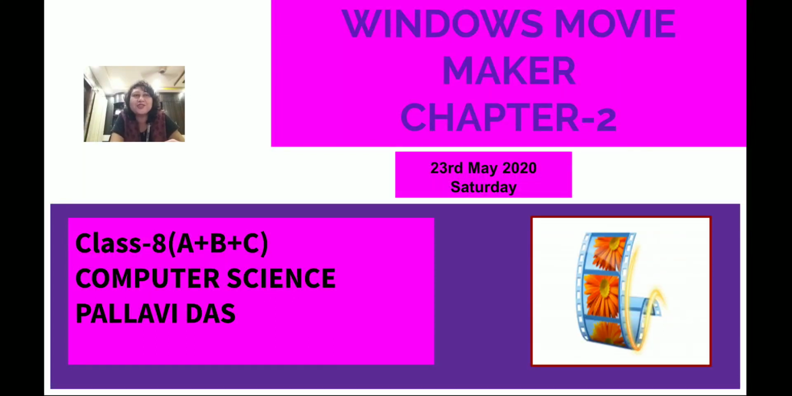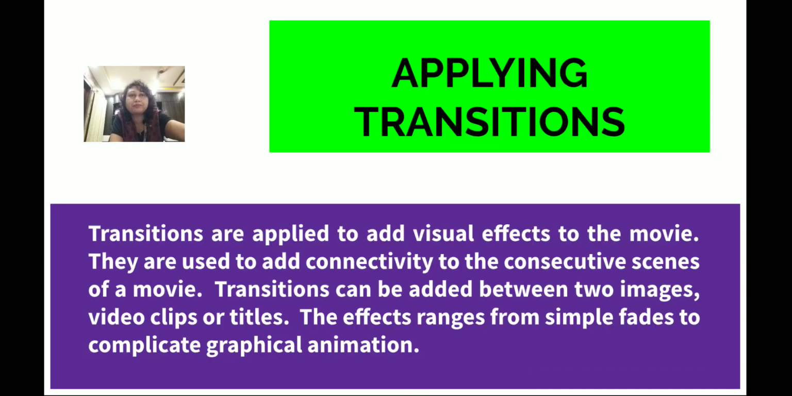So, as we are doing Windows Movie Maker, our chapter 2, today also we are going to continue with the same chapter, and we are going to do the topic today, how to apply visual effects to our movie in Windows Movie Maker. So, before going to today's session, let's have a small recap of what we have done in the last class. In the last class, we have done how to apply transitions in our movie.